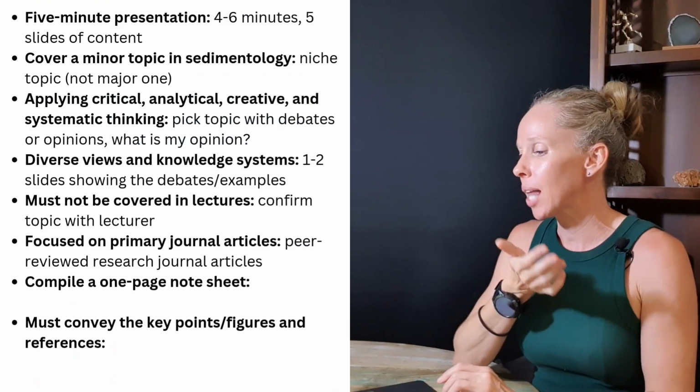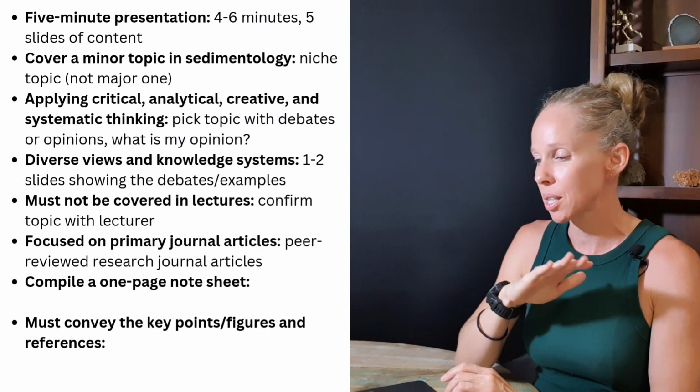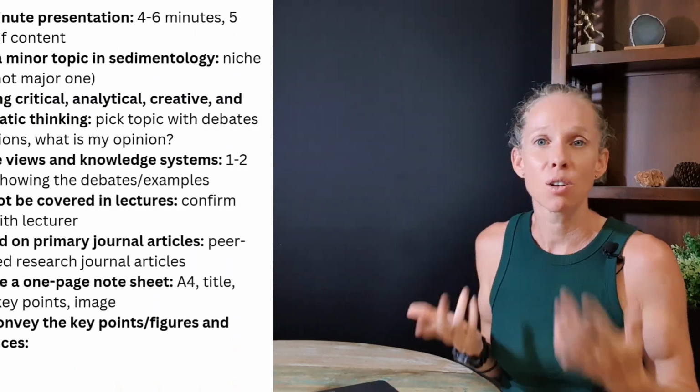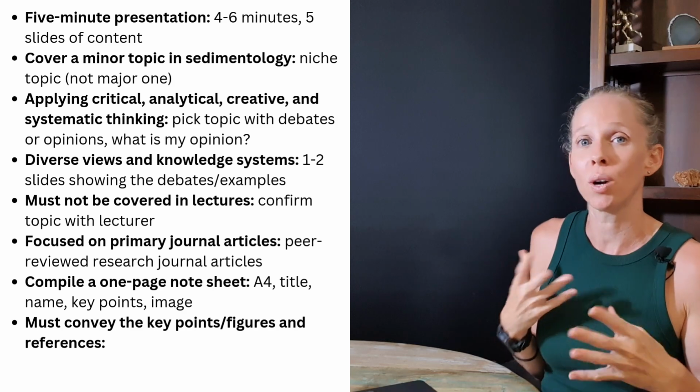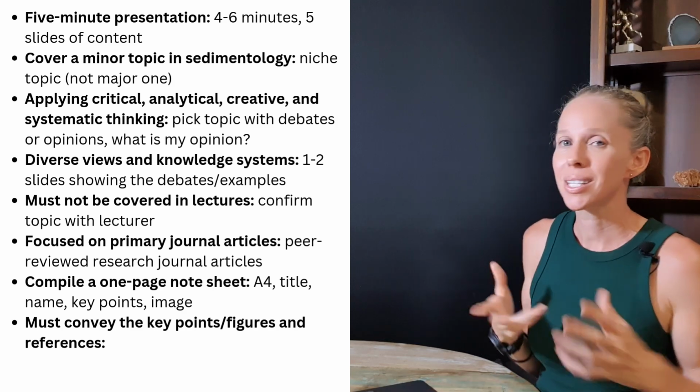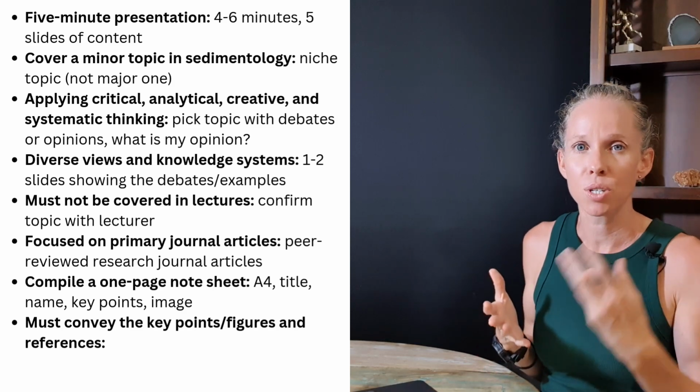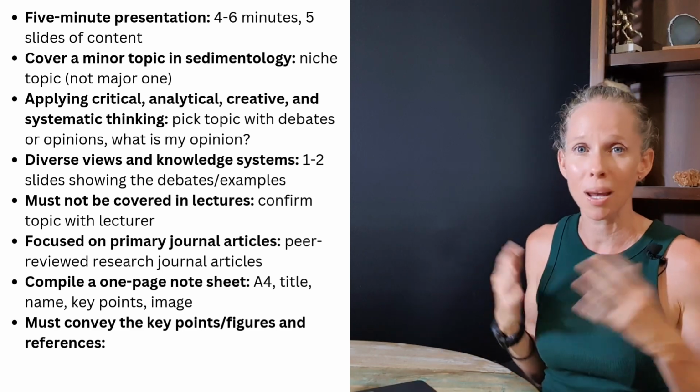Then we need to compile a one-page note sheet summarizing the topic or presentation. So a one-page note sheet tells us that it's probably around one A4 piece of paper. We don't want to write two. Again, the marks allocated will be that we've completed a one-page note sheet. Now it should have the title of my presentation, my name, and then have the key points of the entire presentation. Because it's a summary of the presentation, you want to have those key points, but you also want to have an image. Don't just make it about text.